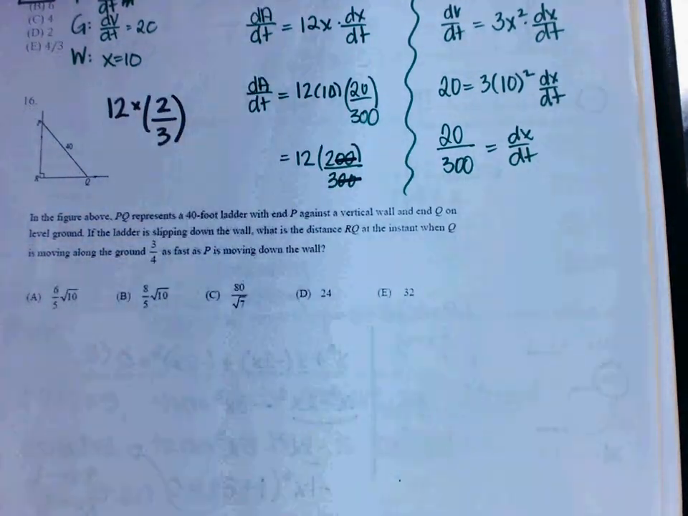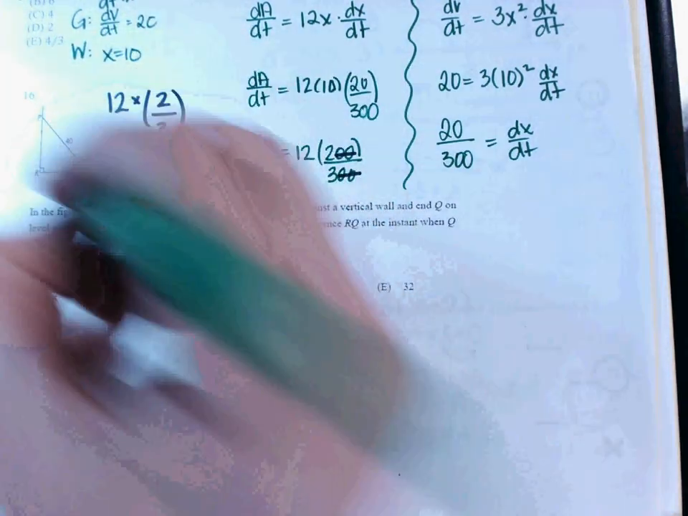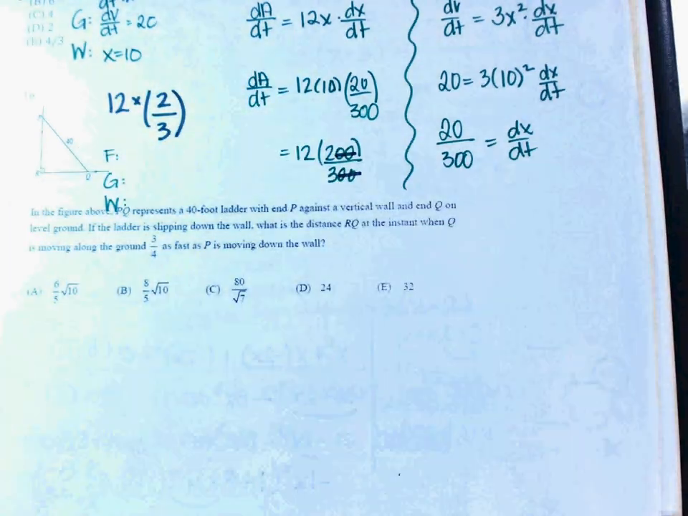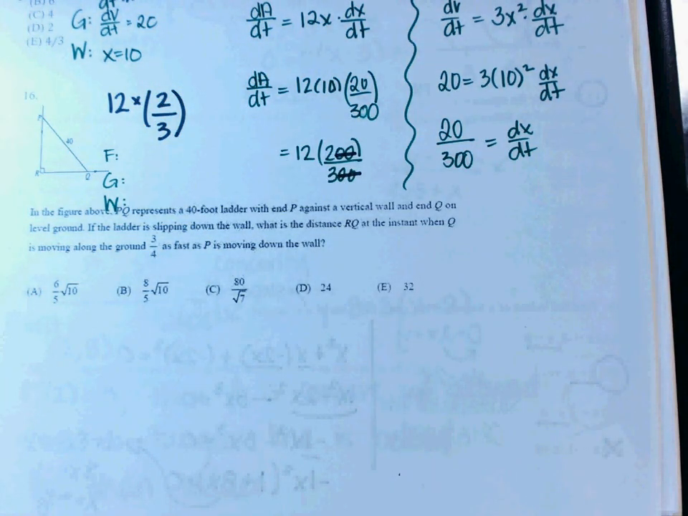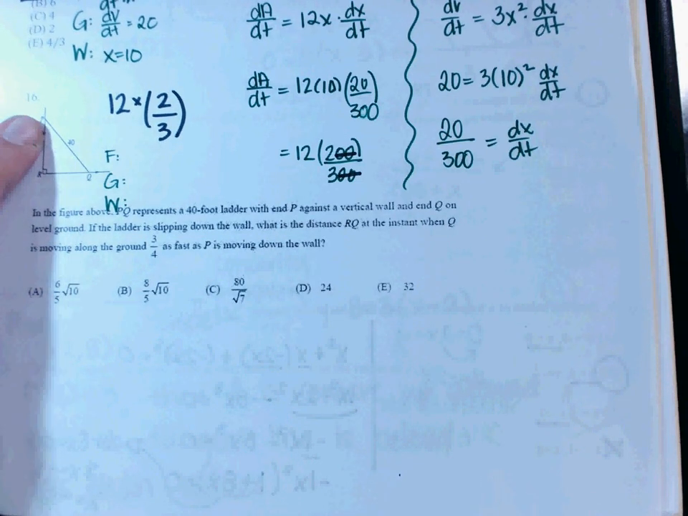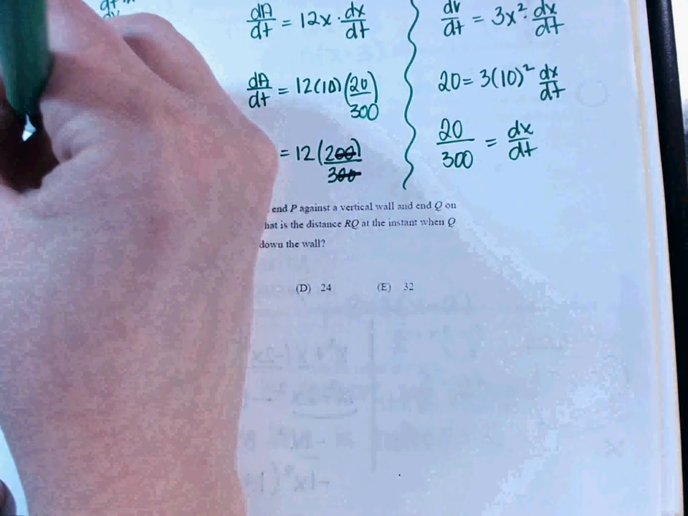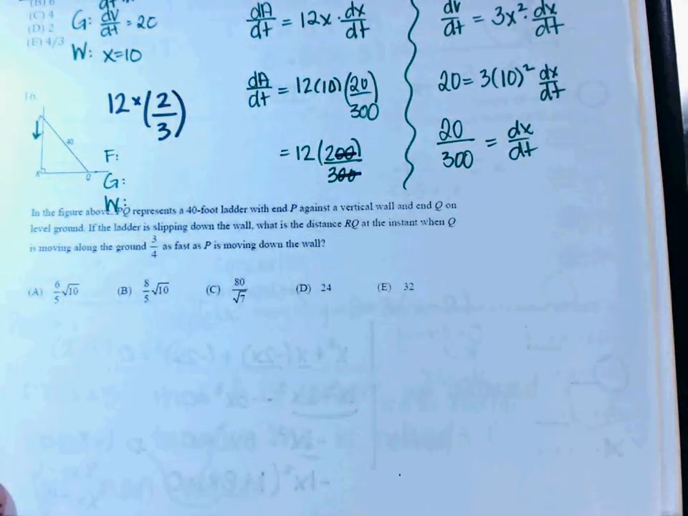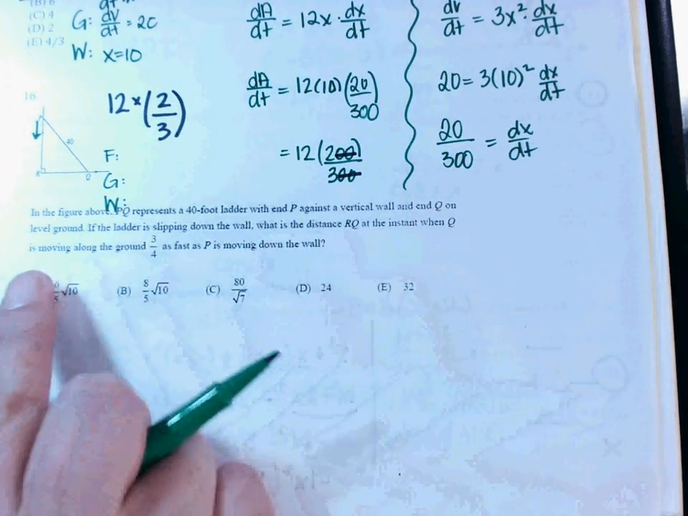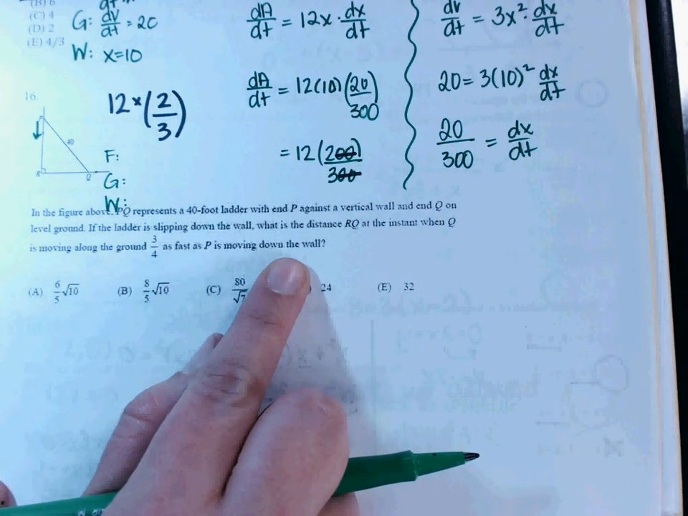Yes, we're ready. Okay, find, given, when. It says in the figure above, PQ represents a 40-foot ladder, with end P against the wall, Q level on the ground. If the ladder is slipping down the wall, this part looks familiar, what is the distance RQ at the instant when Q is moving along the ground 3/4 as fast as P is moving down the wall? It gets a little weird.